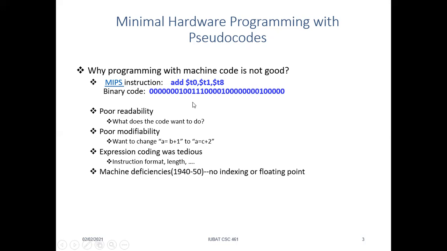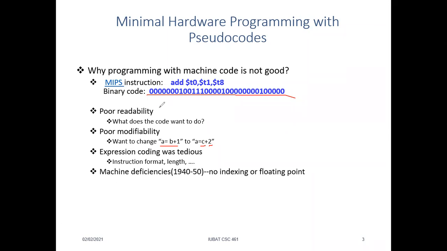Difficult to modify, and you don't know where to change. If you see this equation, a equals b plus 1, and I ask you that instead of adding b, add c, you know that I only need to change this part. But if I ask you, this means a equals b plus 1, make it a equals b plus 2, do you know where to change? No, right? The answer is very difficult to find.